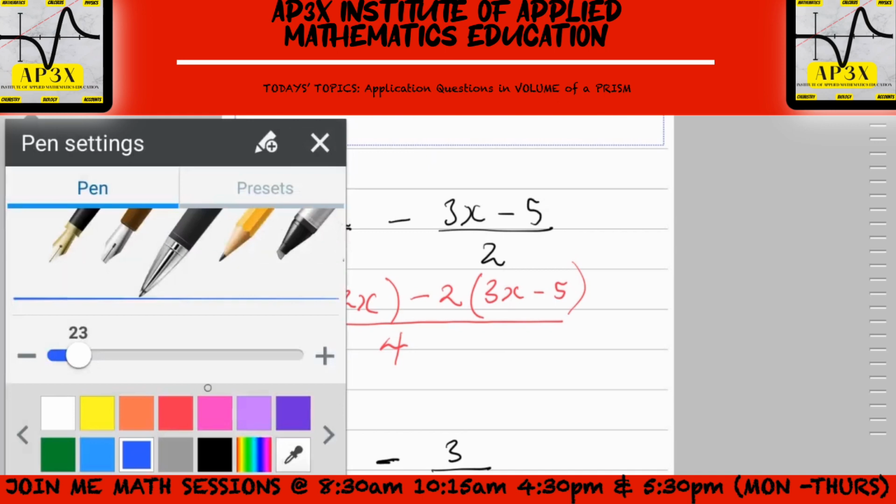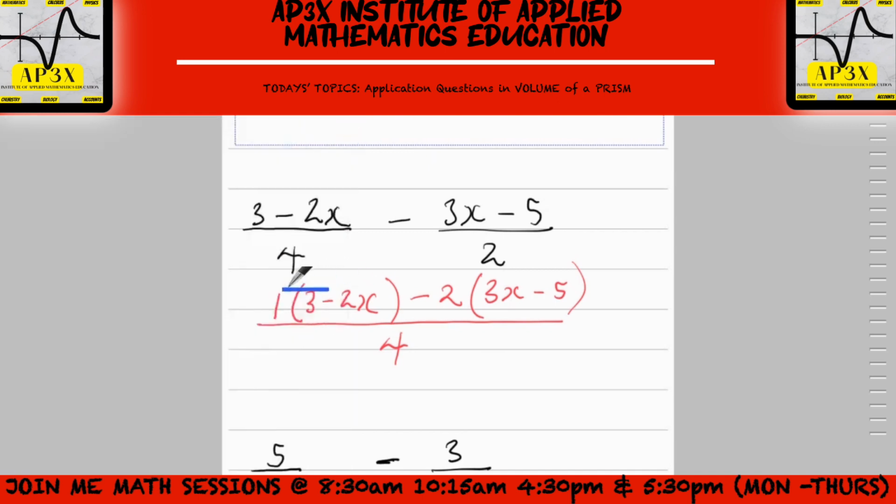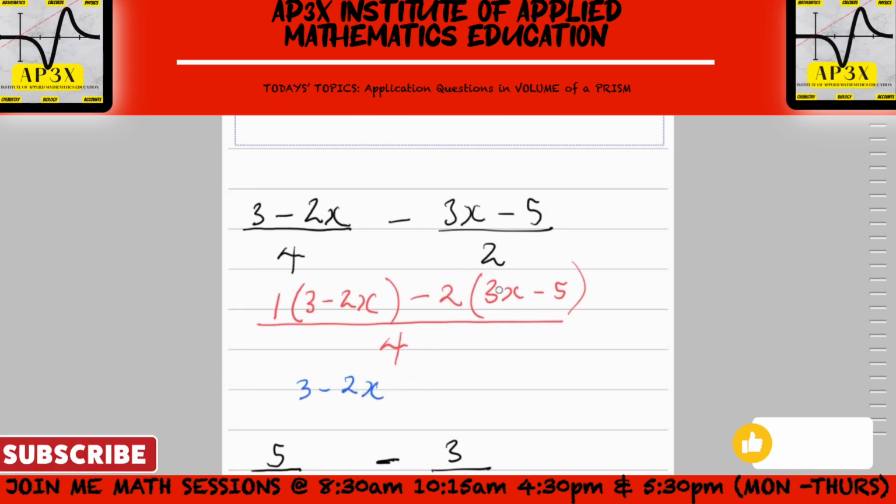Then we're going to be distributing here. Now, it doesn't make sense to really distribute the 1 because, of course, due to the multiplication by one identity, 1 multiplied by anything literally gives you back the same thing. So that's going to be 3 minus 2x. Now we're going to be distributing the minus 2.